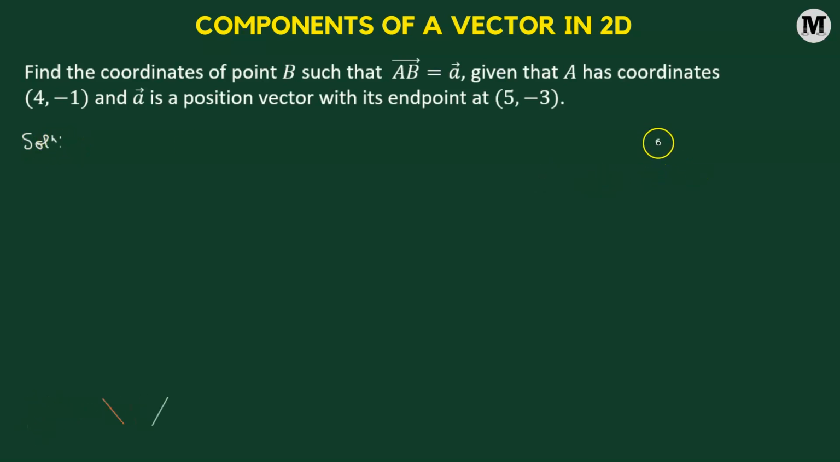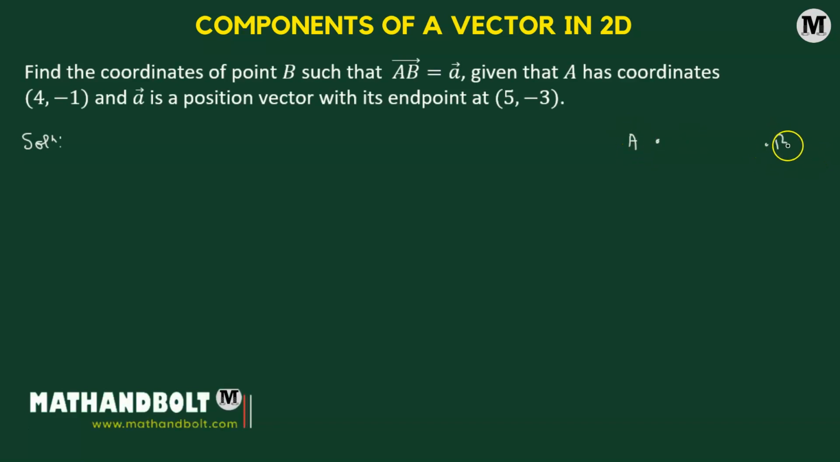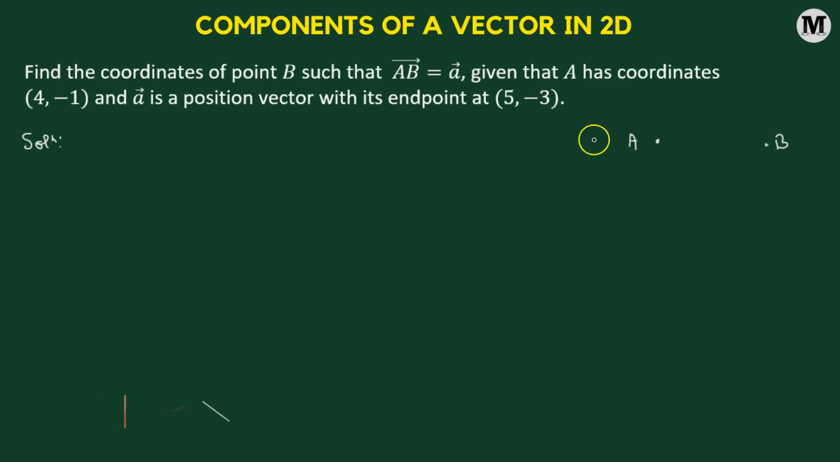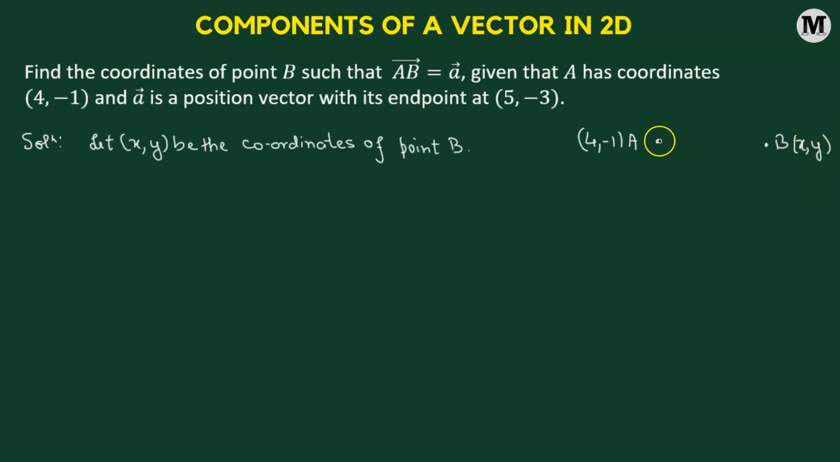Now, let's say we have 2 points. One is point A and the other is point B. The coordinates of point A are given to us: (4, -1). The coordinates of B are not given to us, and we need to find its value. So we'll assume that the coordinates of point B are (x, y). Now let's join points A and B with a directed line segment going from A to B. This is going to represent the vector AB.